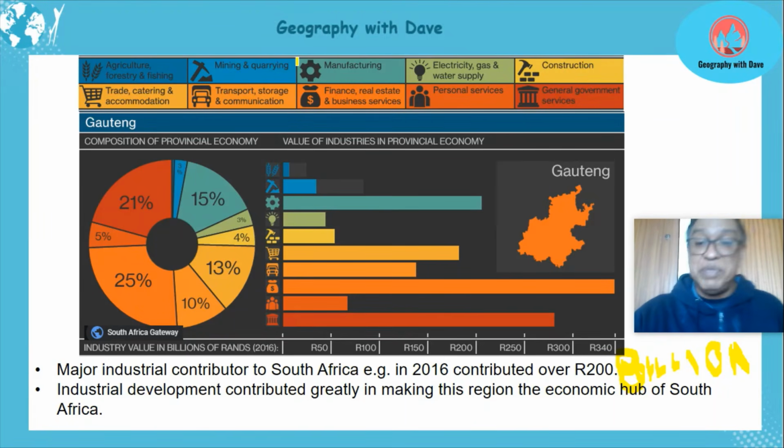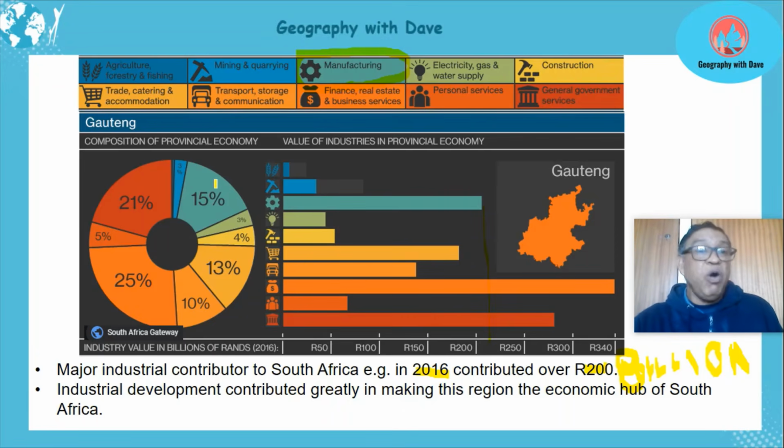And I want to show you something here: manufacturing. If I look at this same one, that color, and I go down, I can see that manufacturing in this area contributed 200 billion in 2016. Can you see the massive amount that it's contributed? It's huge in terms of its contribution.